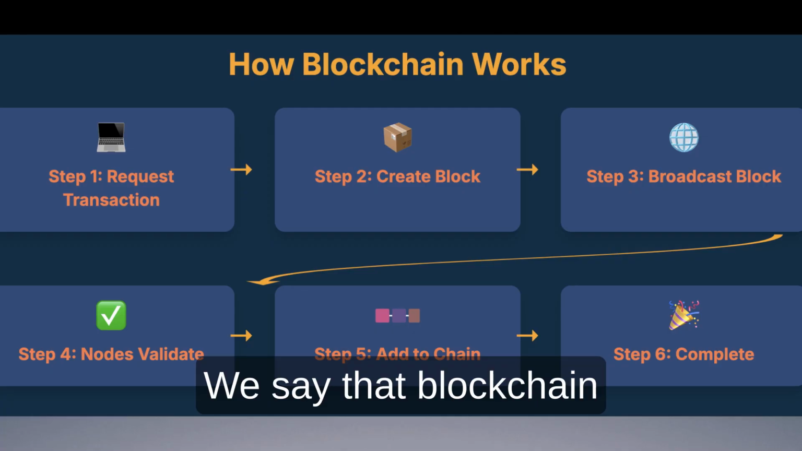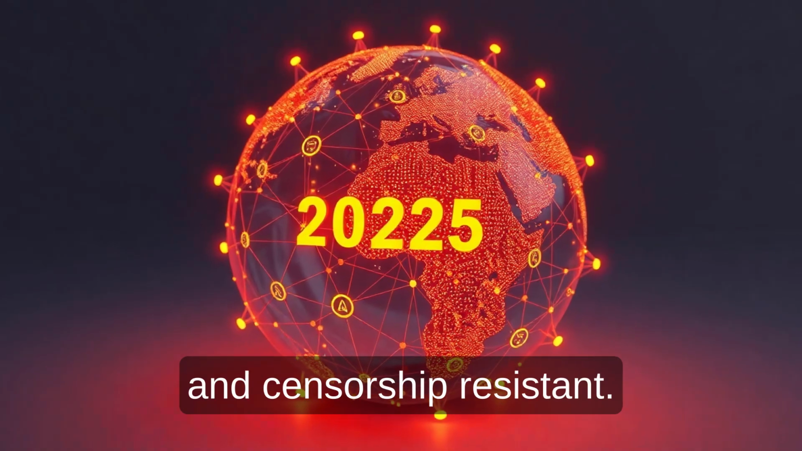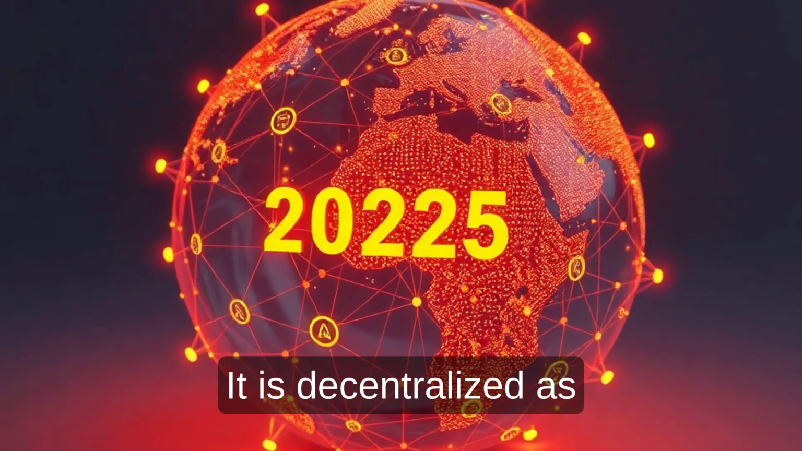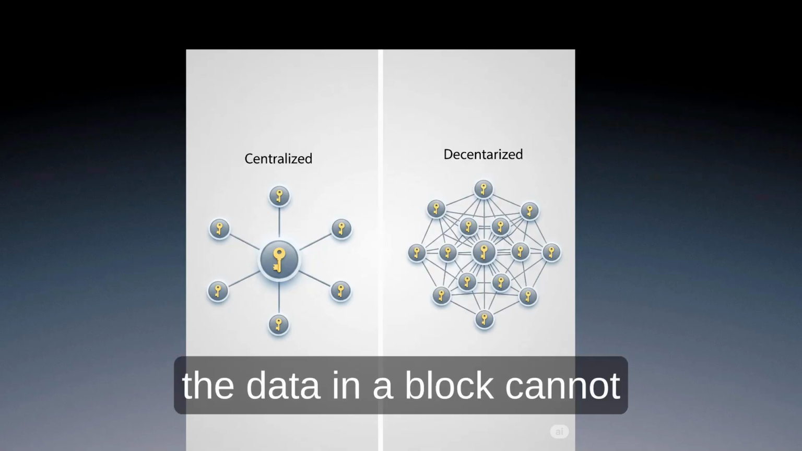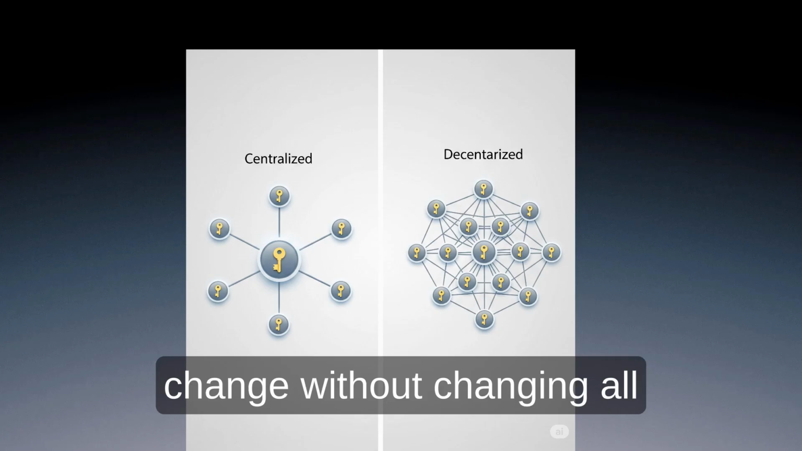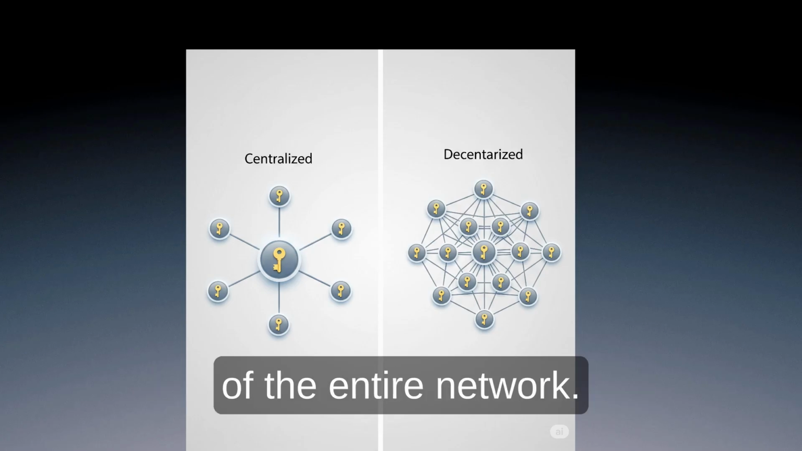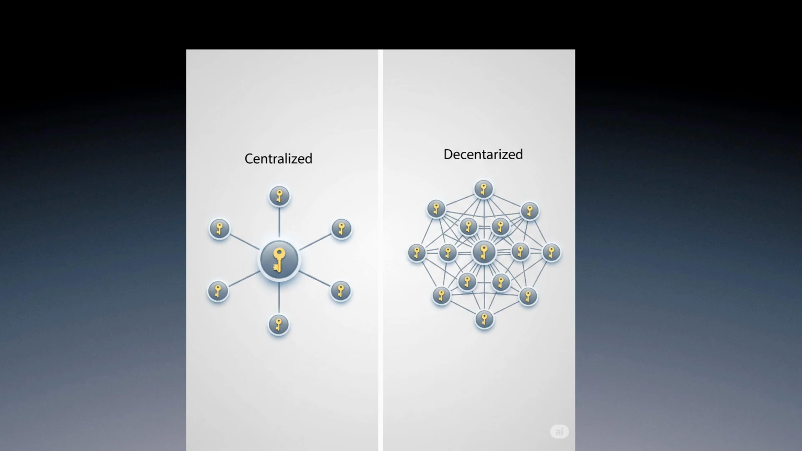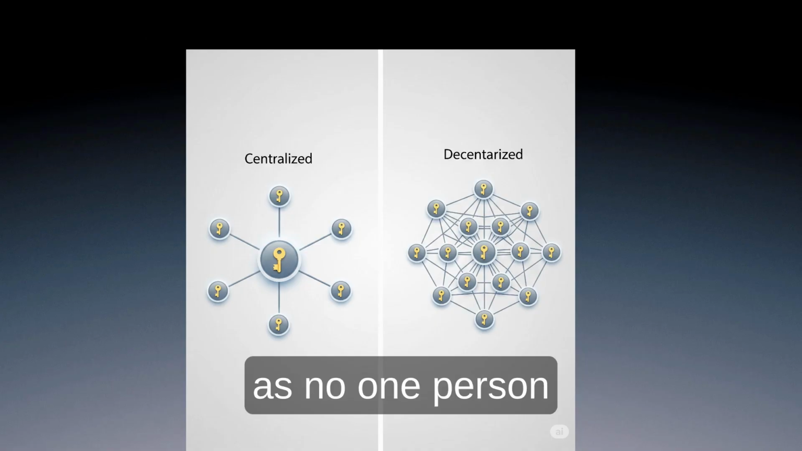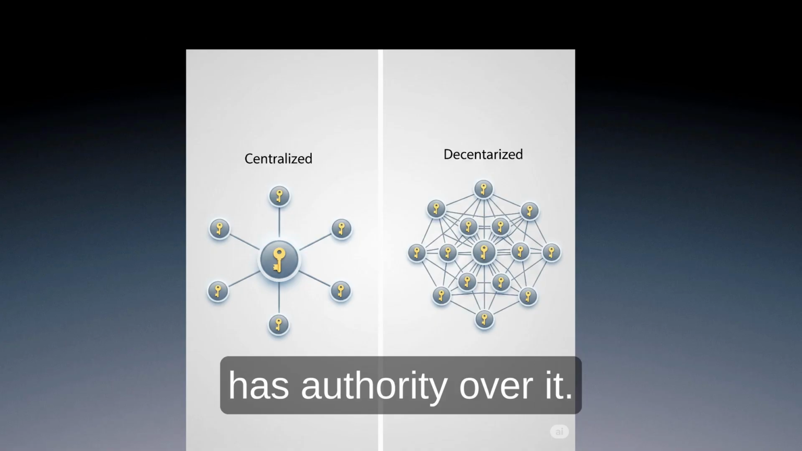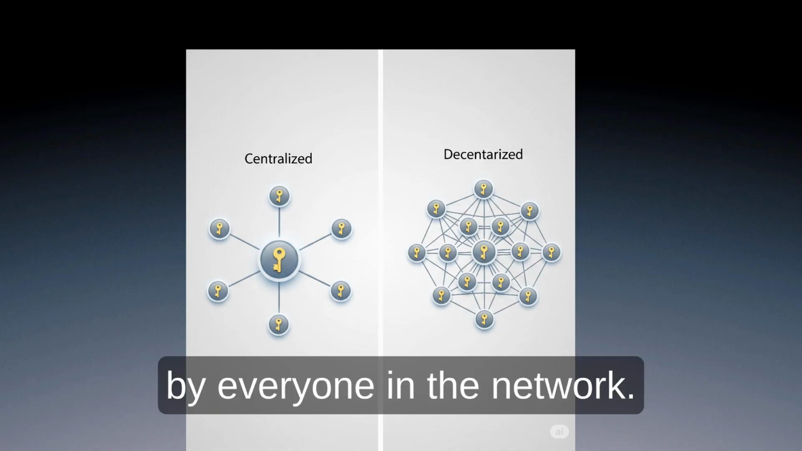We say that blockchain is decentralized and censorship resistant. It is decentralized as the data in a block cannot change without changing all subsequent blocks, which would require the consensus of the entire network. It is censorship resistant as no one person or organization has authority over it. It's collectively owned by everyone in the network.